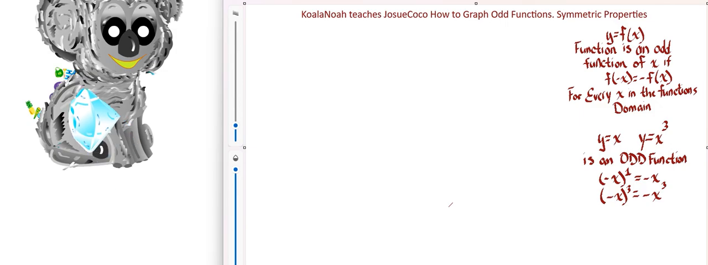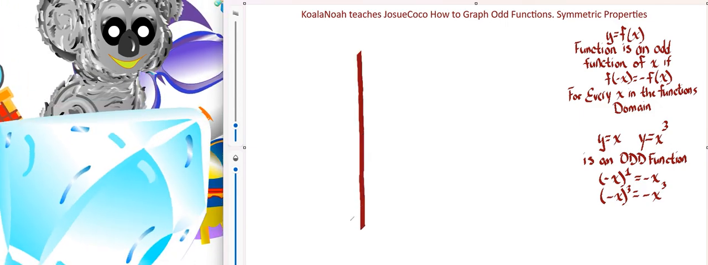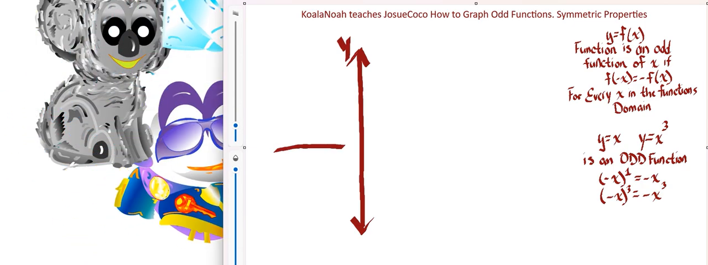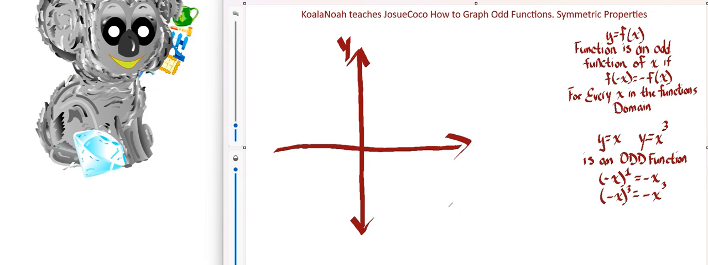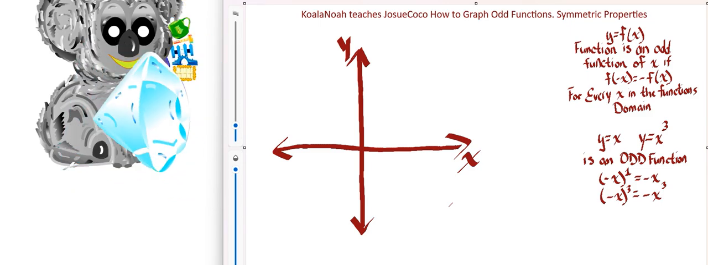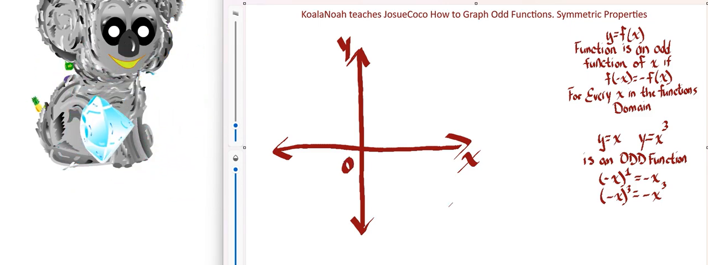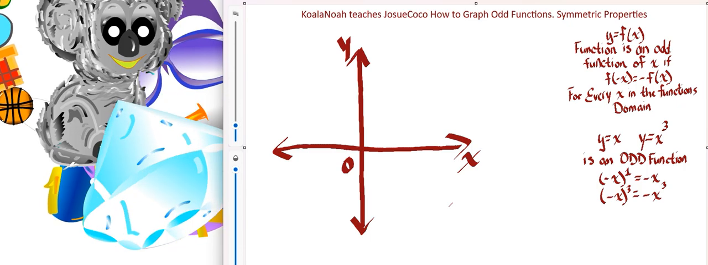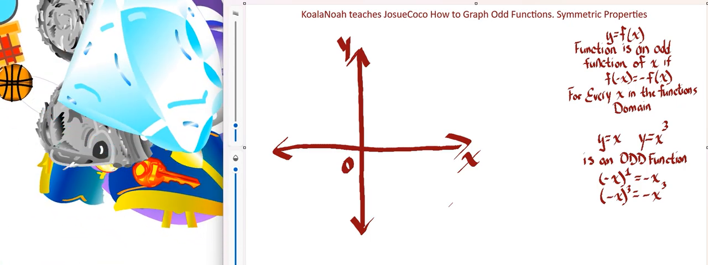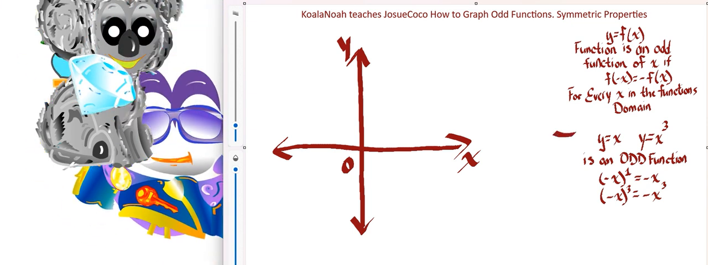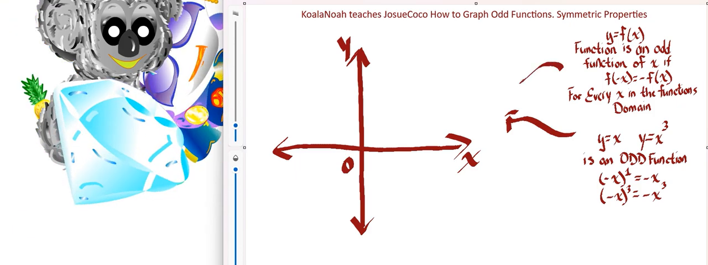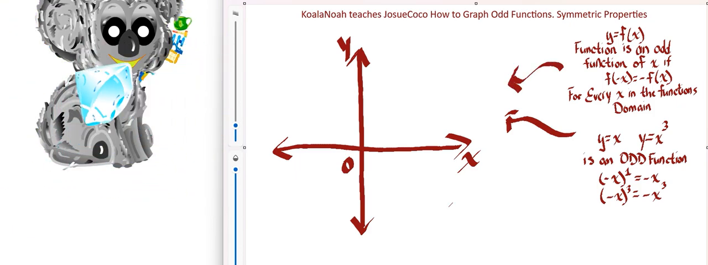Let's give you a rough graphing of odd functions. Here's our y-axis. Here's our x-axis. Label the origin here, 0, and apply the shortcut. Recall that the power will classify if it is considered an odd function.